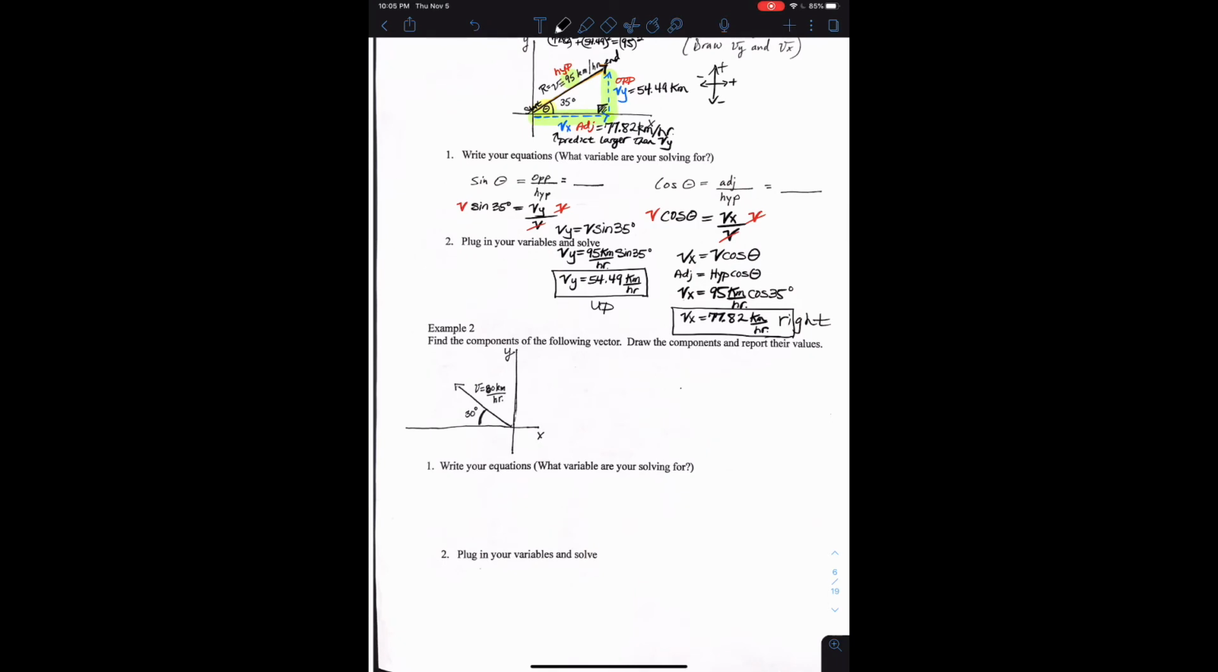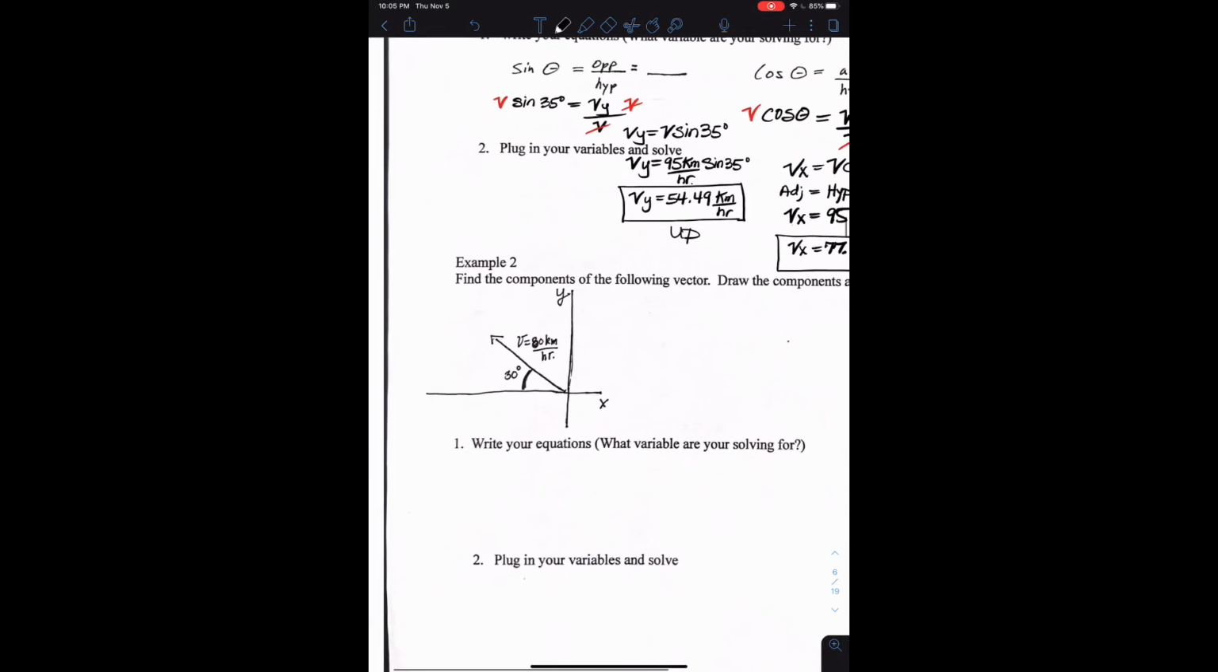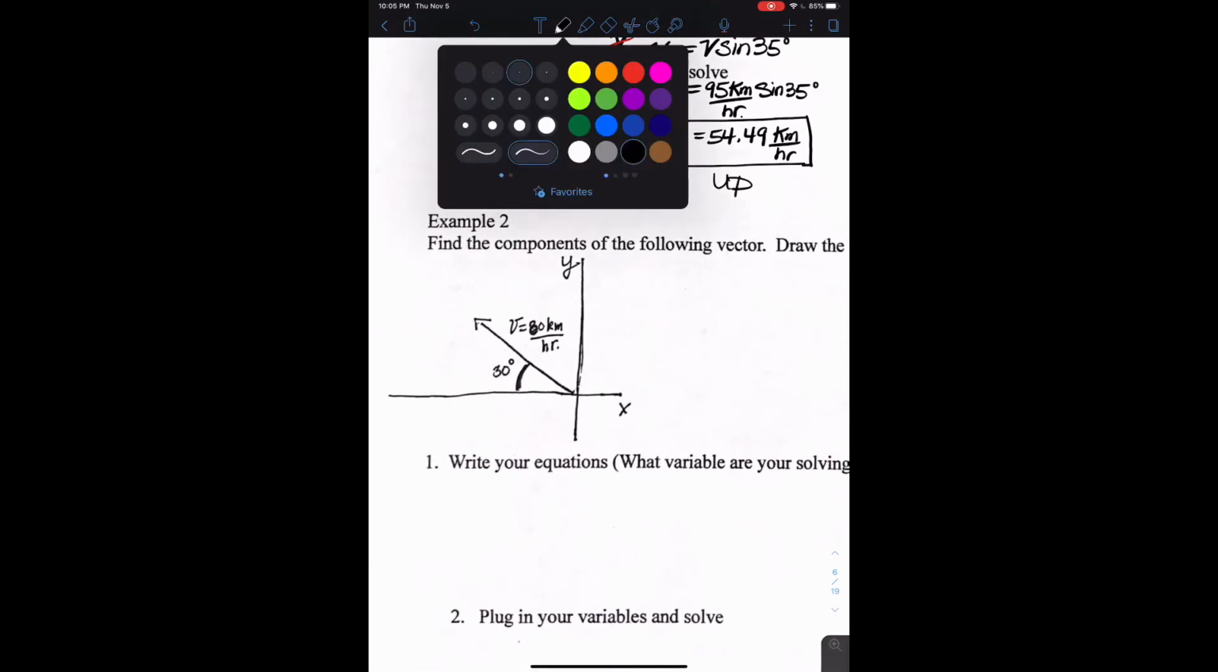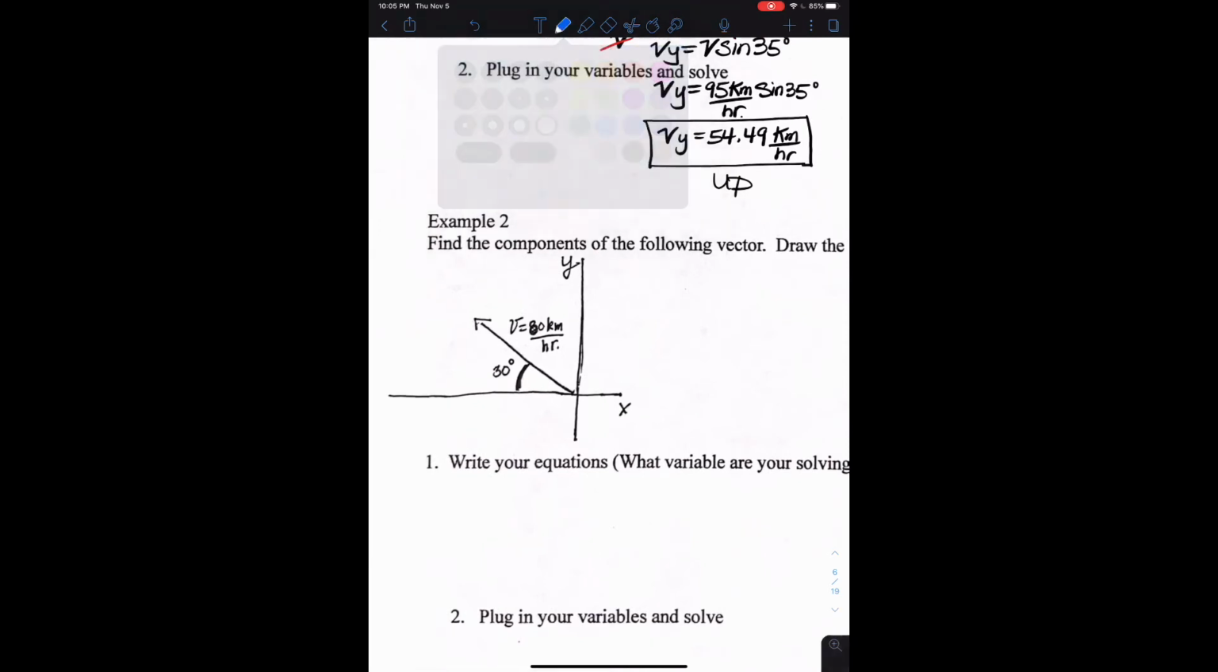Example 2. Find the components of the following vector. Draw the components and report their values. All right, so on this one, let's go ahead and dotted line these in. Now this time, this vector is going up and left. Notice it's 80 kilometers per hour, but it's going to be made of a negative x component that points left. And it's going to be made of a positive y component, which points up. You do not have to worry about the signs. You apply the sign at the end if you like, but remember that the sign negative for the x component just means left. The sign positive for the y component just means up.